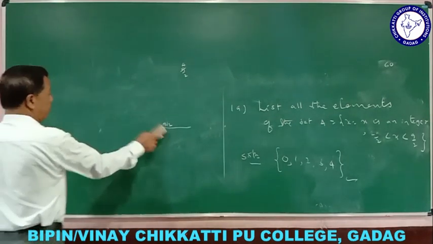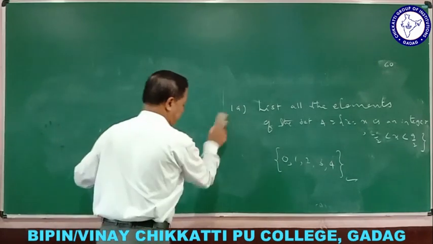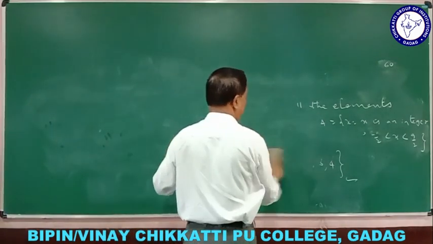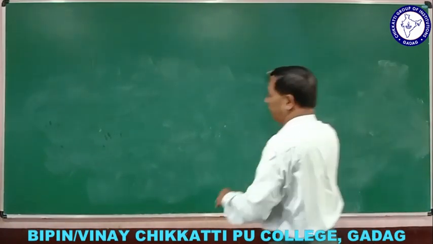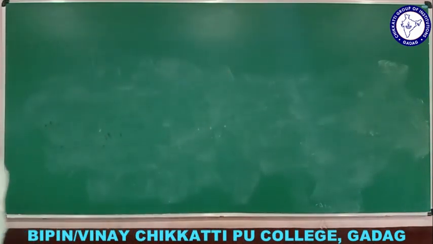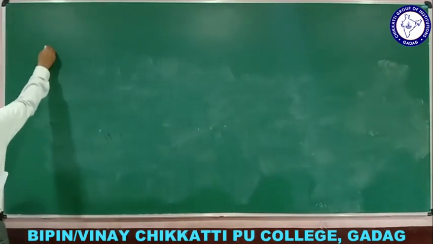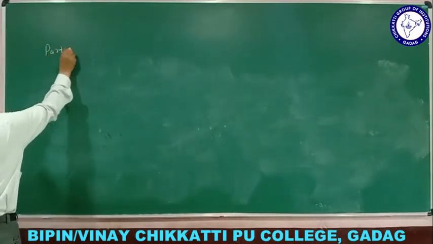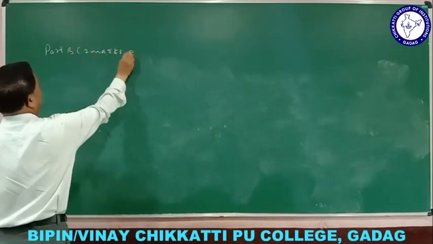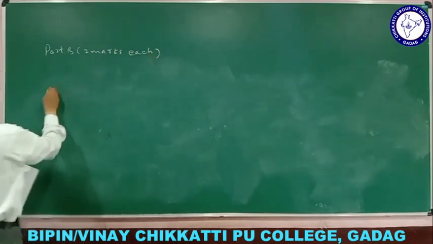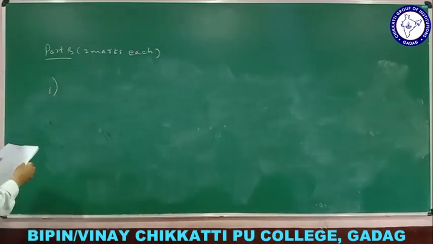Now I am going to discuss part B questions, where each carries 2 marks. After that we go for part C, where we see 3 marks questions. Let us see all the possibilities. Here also nearly 20 problems I want to discuss, so that you can understand. Part B, try to understand, 2 marks each question. So now I want to take the first problem.